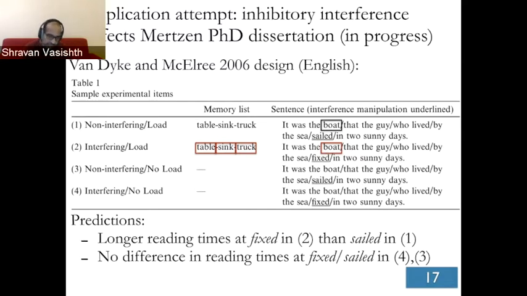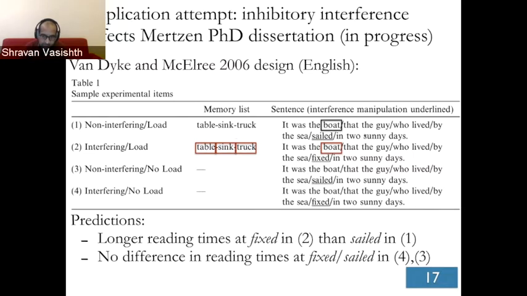So the design is as follows. There are 4 conditions in her experiment. And in the first 2 conditions, subjects are required to memorize 3 words. The words are, in this example, table, sink, and truck. Sink is the object sink. So they memorize these nouns.